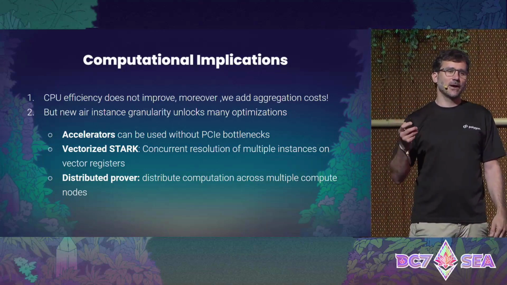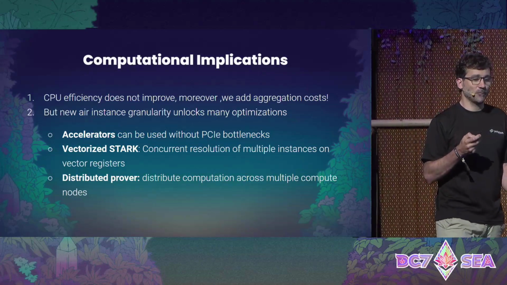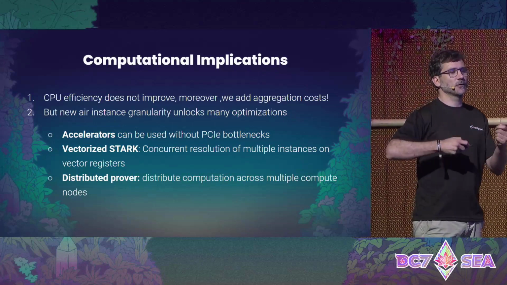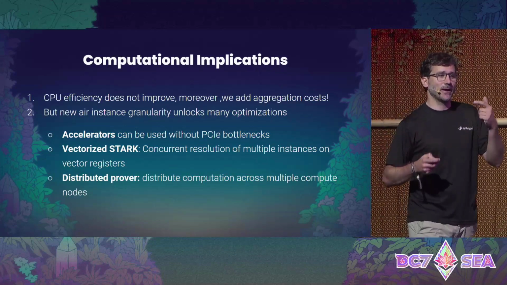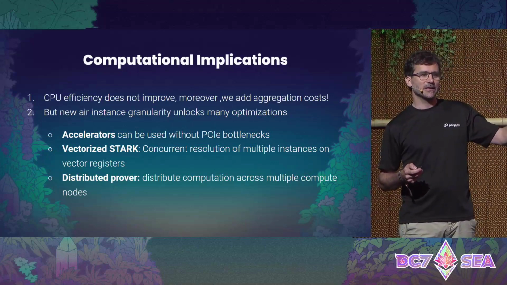And the most important one is that we can take advantage of accelerators without having this limitation of having to move data back and forth from the host to the GPU, okay, with this PCI Express limitation. So this is one very important improvement here. We will be able to exploit GPUs much more efficiently.